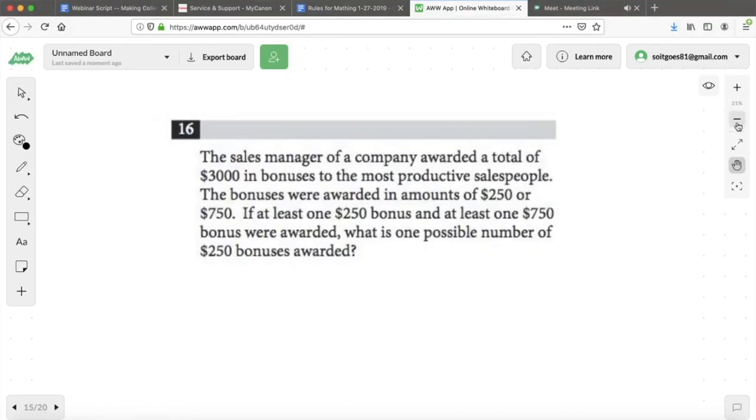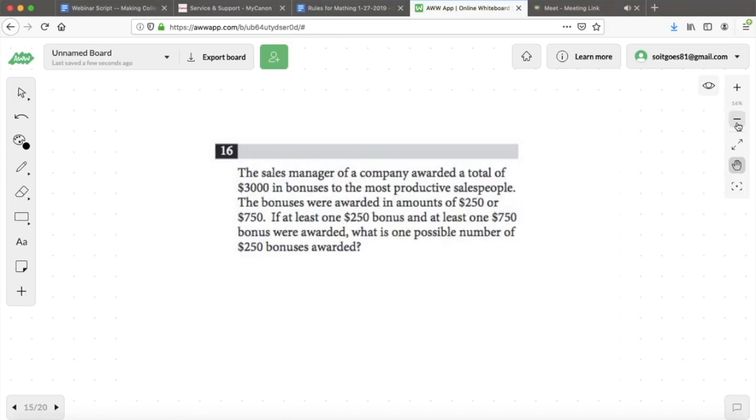Sarah, you are next. Number 16. Go ahead and read this for us, please. The sales manager of a company awarded a total of $3,000 in bonuses to the most productive salespeople. The bonuses were awarded in amounts of $250 or $750. If at least one $250 bonus and at least one $750 bonus were awarded, what is one possible number of $250 bonuses awarded? What are we solving for here, Sarah? A possible amount of $250 bonuses.